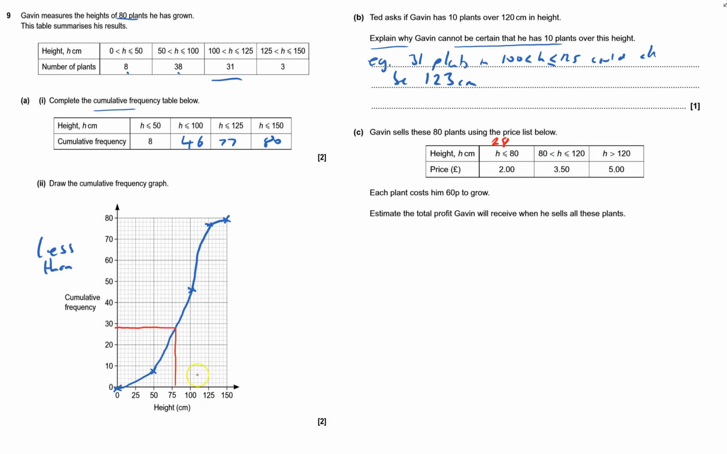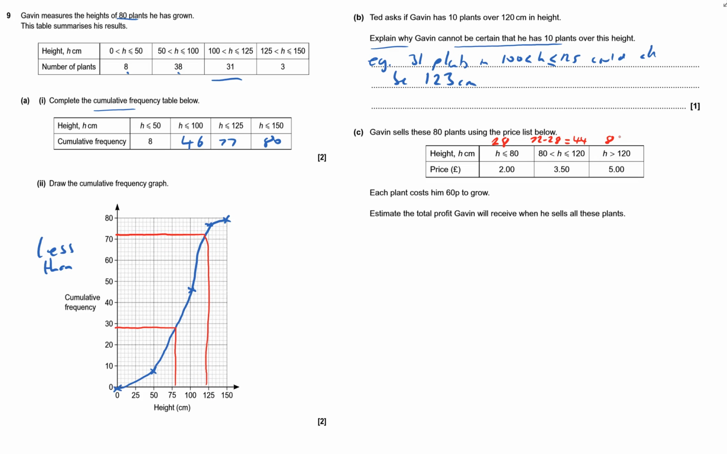So between 80 and 120, so 120 goes all the way up to here. So 1 square all there. That's 72. So I've got to do 72 take away 28, that equals 44. Now the last one, greater than 120, that will obviously be 8.